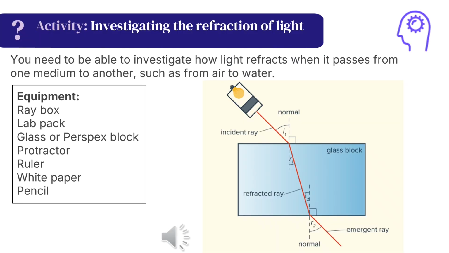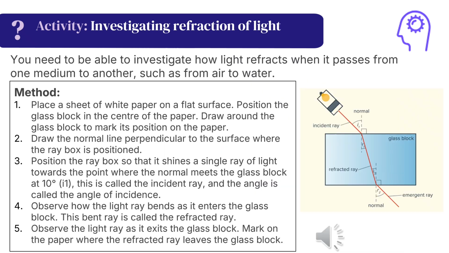To investigate refraction, we'll use a ray box, a glass block, a protractor, ruler, paper, and pencil. We'll shine a ray of light into the block and measure how it bends as it enters and exits. Place the block on paper and trace around it. Draw a normal line at the entry point.